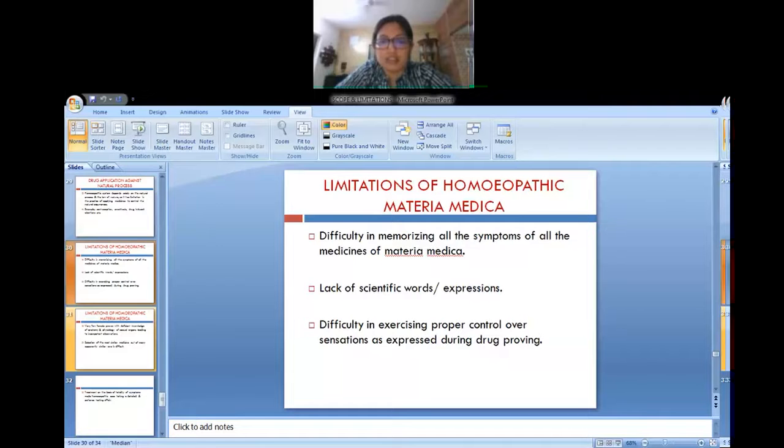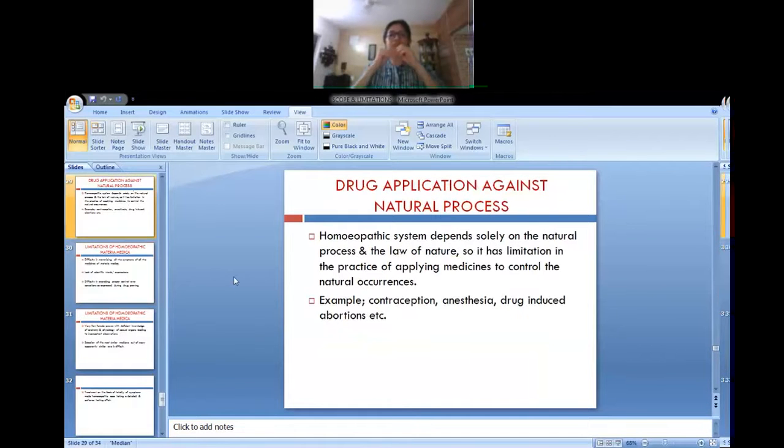Okay, repeat the slide, drug application against natural process. Sujata, can we have that slide, please? Yeah, ma'am. Drug application against natural process. Okay. The homeopathic system depends solely on the natural process and the law of nature, so it has limitations in the practice of applying medicines to control natural occurrences. Examples: contraception, anesthesia, drug-induced abortions.